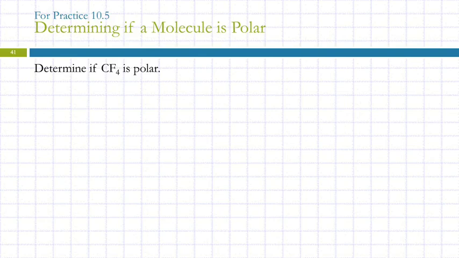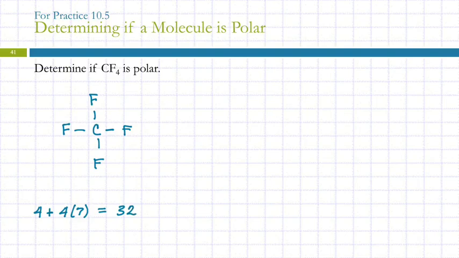So we'll put carbon in the middle and the fluorines around the outside. We'll count up the number of valence electrons. Carbon has 4. There are 4 fluorines and they each have 7. So that's what, 32 electrons?